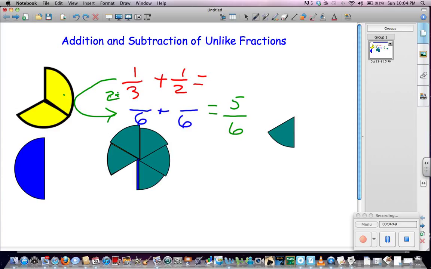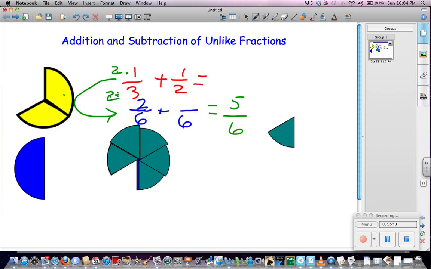So if I multiply my denominator by 2, what do you think I need to do to my numerator up here? That's right, I need to multiply it as well by 2. So 1 times 2 is going to be 2. That's a 2. So I've changed my 1/3 to 2/6.